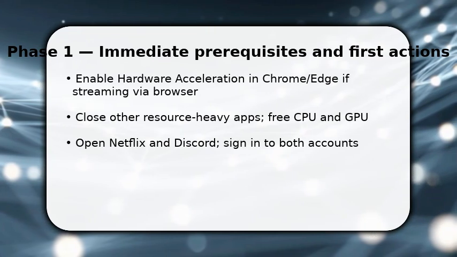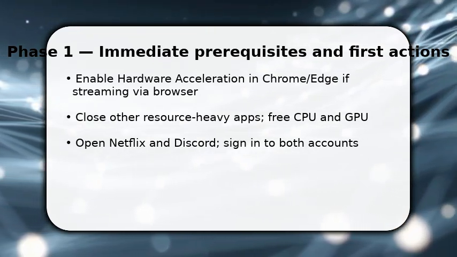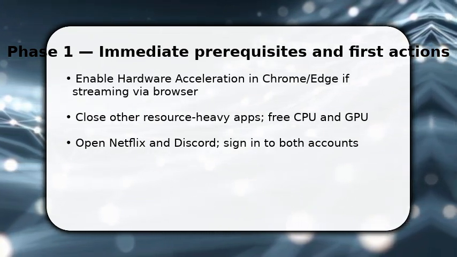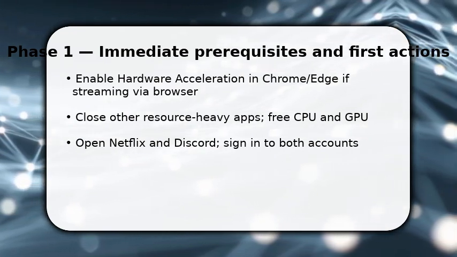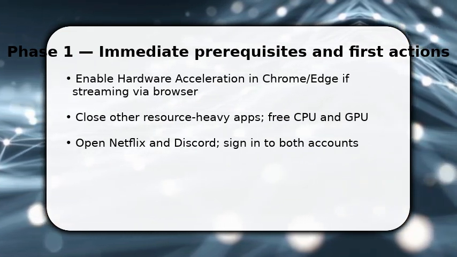You start by preparing the two apps. Open Netflix in the browser or app, then open Discord. Once done, make sure hardware acceleration is enabled in your browser or the Discord app, because that allows video to be captured correctly. You should also close other heavy programs to avoid encoding drops.